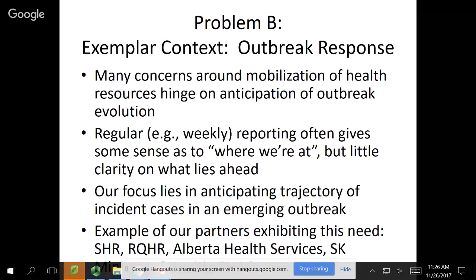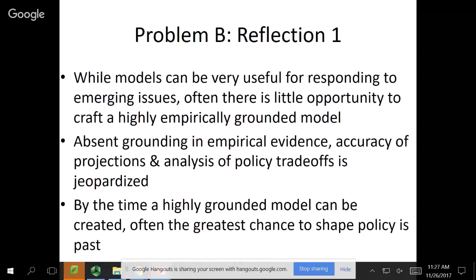And I personally have been approached by health policymakers in the midst of outbreaks asking for help with this. They want to know, are we going to see a rapid rise? Is it going to plateau soon? Are we going to see a rise and fall, and then another rise and fall like we did in some previous outbreaks? They want some guidance as to how it's likely to evolve. And we have many partners for our group here in the province, in other provinces, and the Public Health Agency of Canada, and partners, in fact, worldwide, who have interests in this.